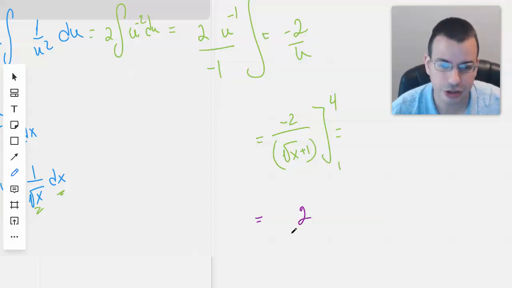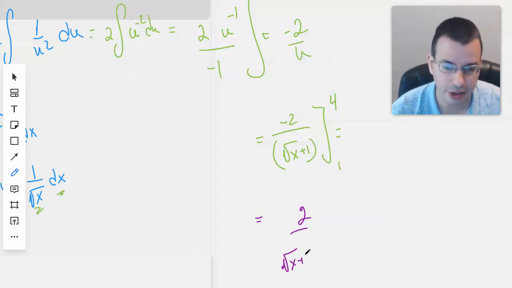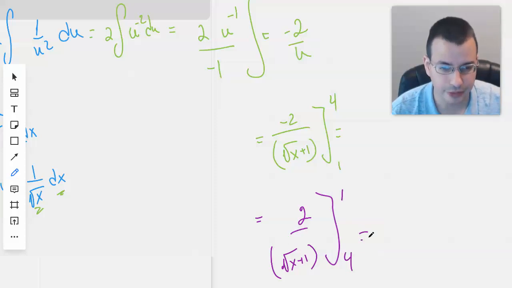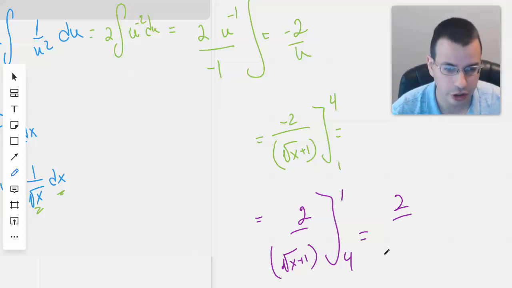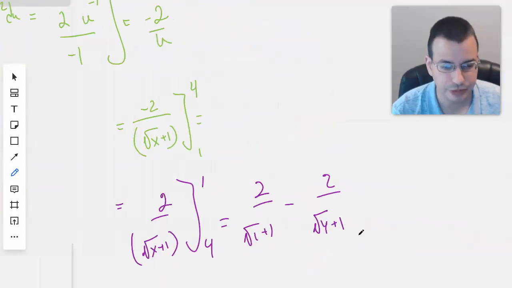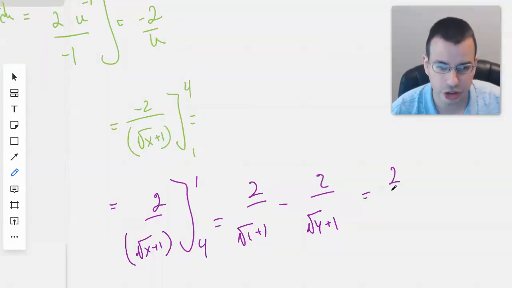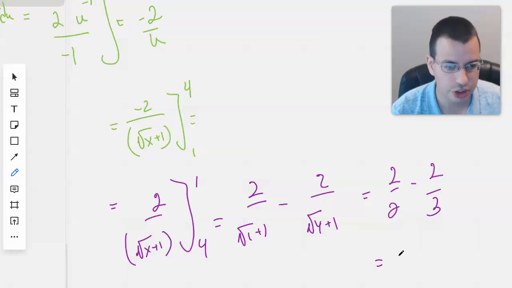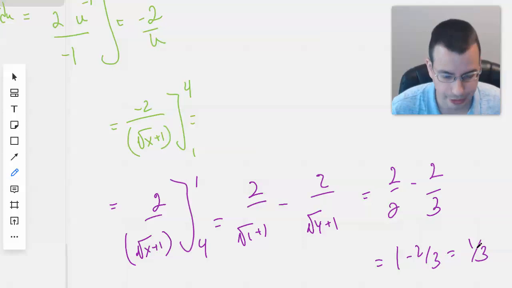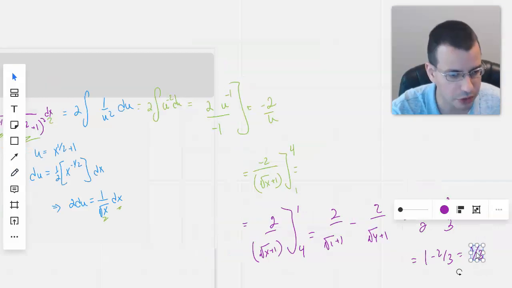So we have 2 over square root of x plus 1 evaluated from 1 to 4, which will be 2 over square root of 1 plus 1 minus 2 over square root of 4 plus 1. And this will give us 2 over 2 minus 2 over 3, which equals 1 minus 2/3, which equals 1/3. That worked out reasonably well.